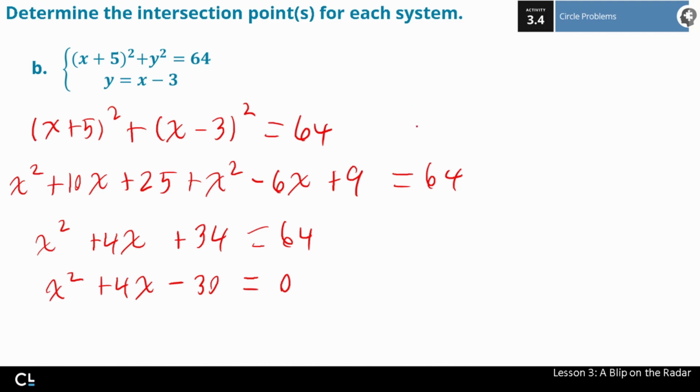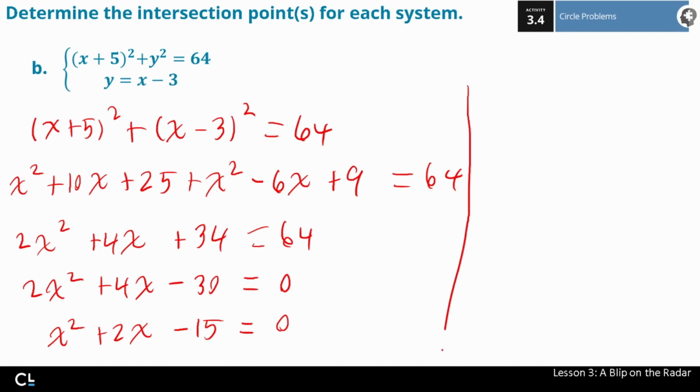I actually made a mistake. There should be a 2 in front of this. A 2 in front of this. We divide everything by 2. We got x squared plus 2x minus 15 equals 0. And now we factor this. And when we factor this, we get x plus 5, x minus 3 equals 0.